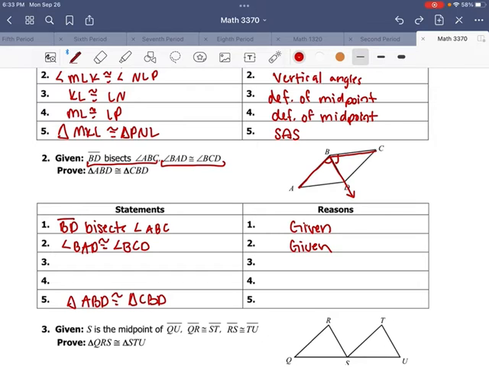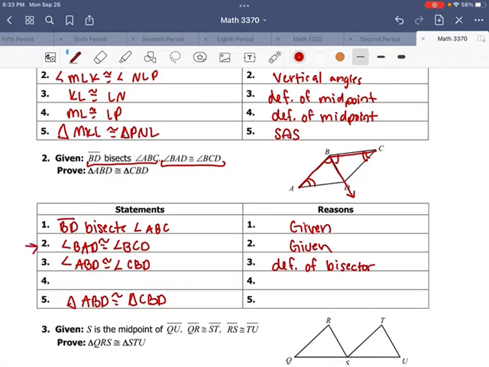So angle ABD is congruent to angle CBD. And then the reason would be the definition of a bisector. Okay. Now, it also tells me angle BAD, so I'm going to mark it, is congruent to angle BCD. That's given, so I can mark it. It's given right here in that second one.